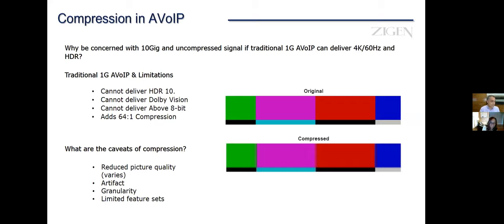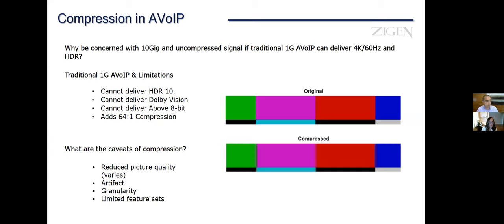It's advertised as 4K 60 and HDR, but can it deliver 4K 60 and HDR? With 1 gig, you're only limited at best to 8-bit color depth. You're not going to have HDR10. You're not going to get Dolby Vision, and you're going to get 64 to 1 compression. When people talk about HDR over 1 gig, you're getting 8-bit HDR, not 10-bit HDR.